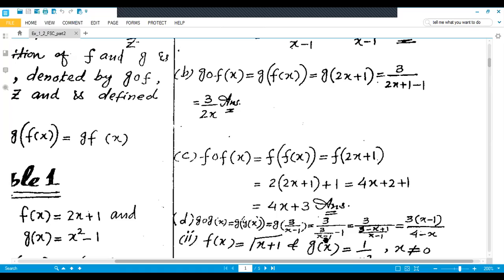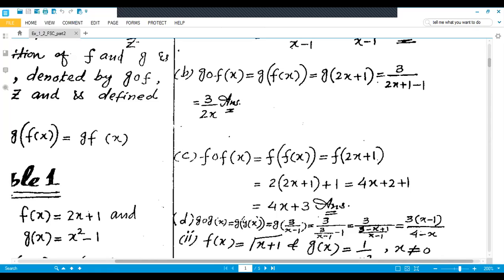So you put 3 over x minus 1, minus 1, which is equal to 3 divided by, you take the LCM, x minus 1, 3 minus x plus 1. When you take the LCM, x minus 1 is in the denominator. When you shift it to the numerator, it will be 3 into x minus 1, and 3 plus 1, 4 minus x. So this is the required answer.